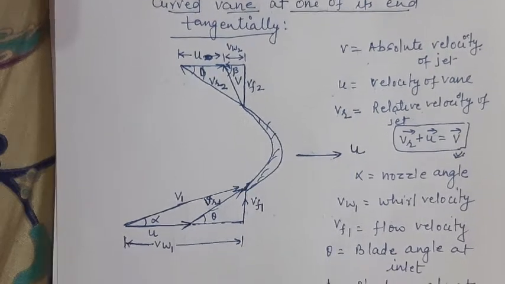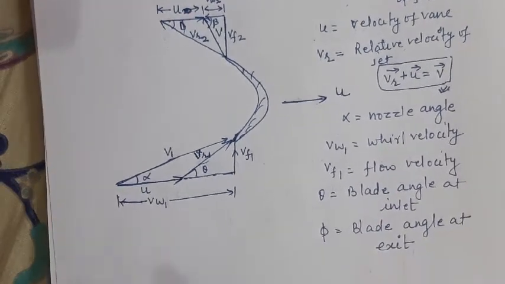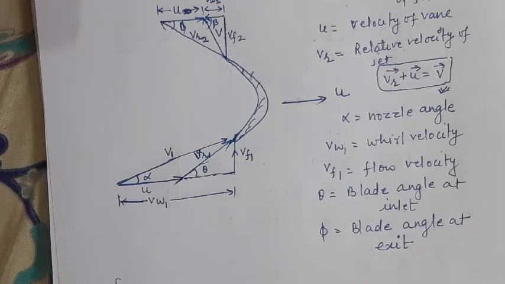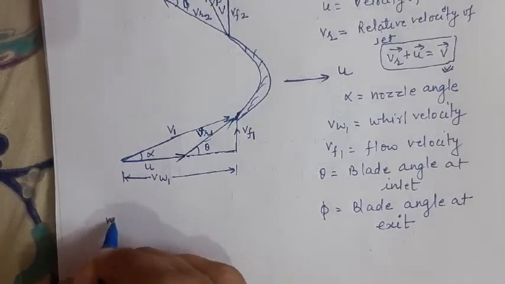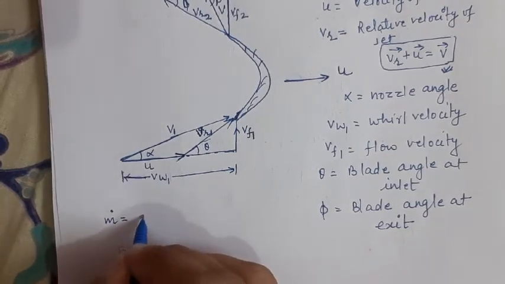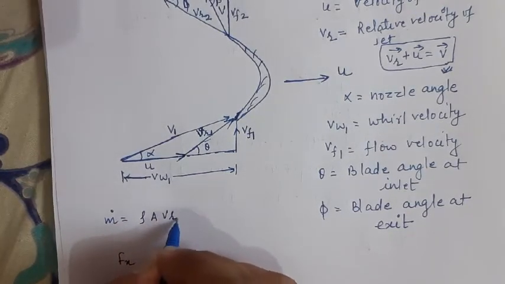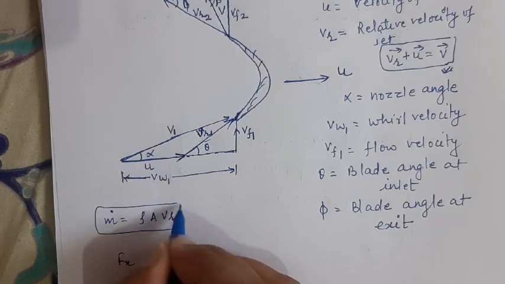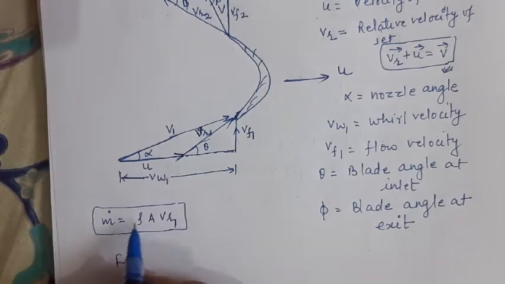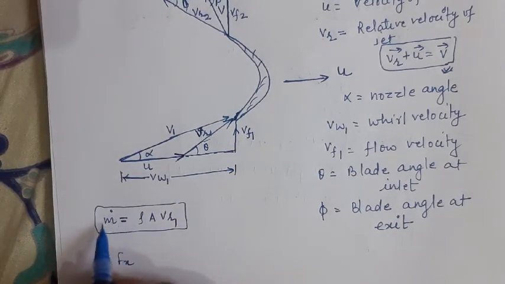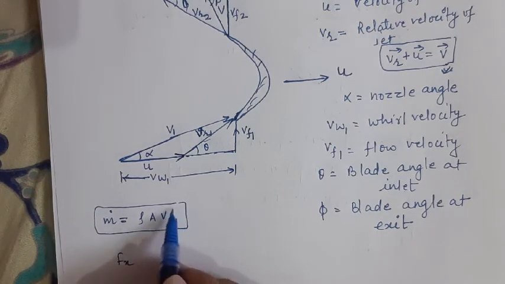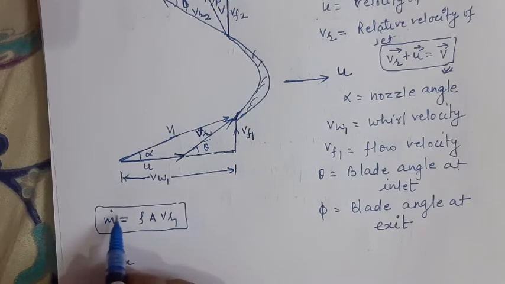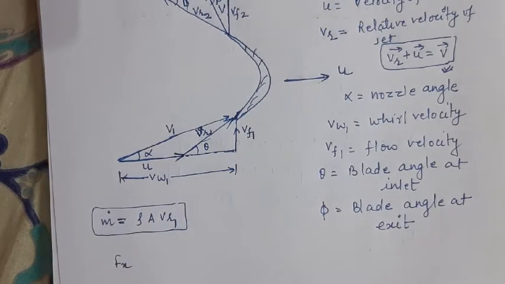Now, I have to again determine Fx. First of all, I will write the expression for mass flow rate. m dot is the mass of the water striking the vane per unit time. The jet of water is striking the vane with relative velocity VR1. Therefore, mass flow rate will be rho a VR1.